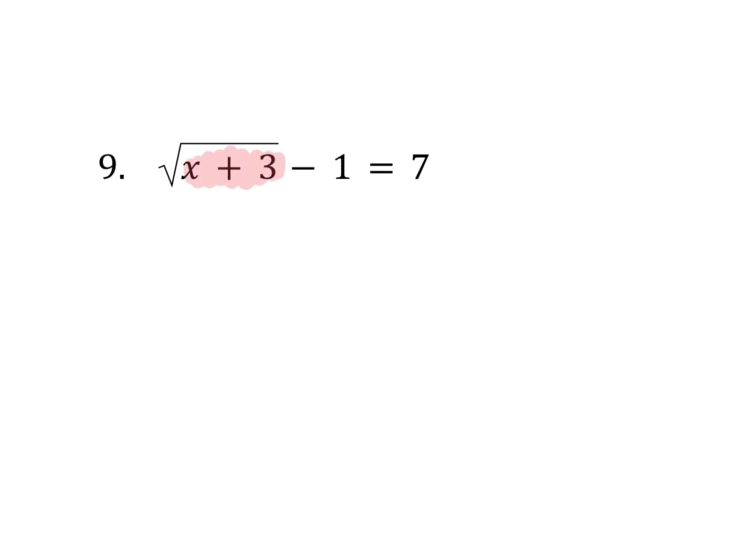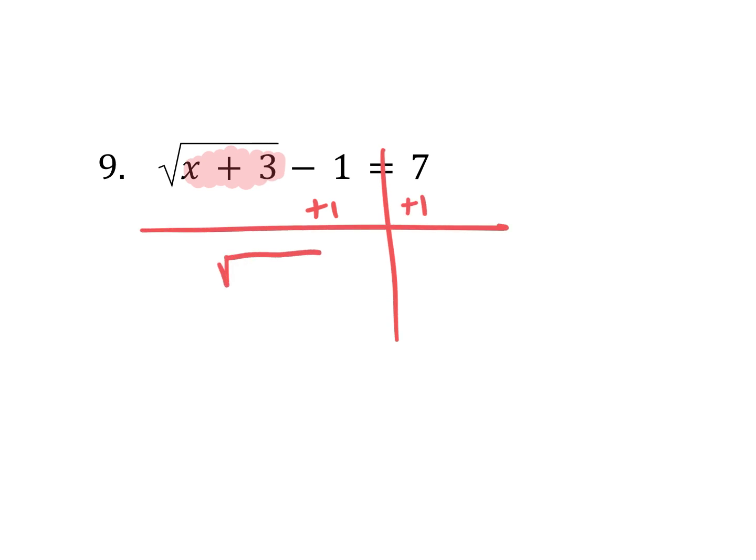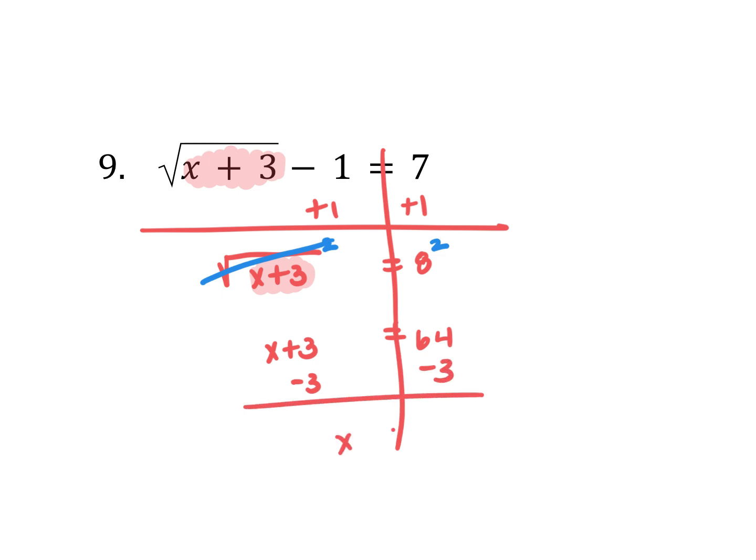We've got to get rid of what's not underneath that radical, which in this case is the minus 1. So we're going to add 1, add 1. So I'm left with the square root of x plus 3 equals 8. All of this is underneath the radical, so I can go ahead and square it. If I square this side, I also have to square this side. This gets rid of your square root, and I get x plus 3 equals 64. Then I subtract 3, and I get x equals 61.